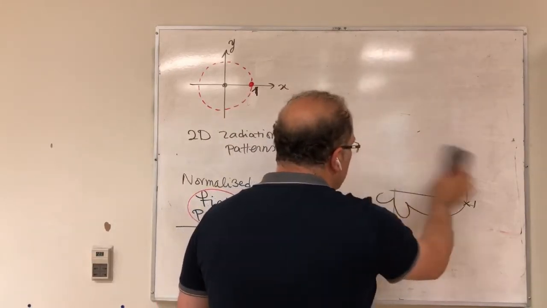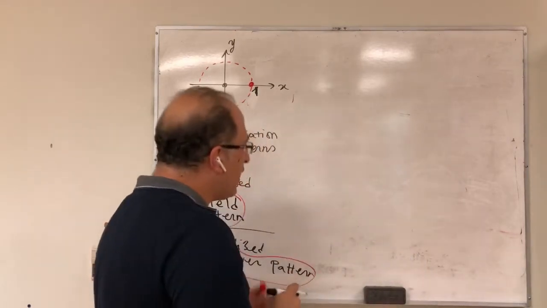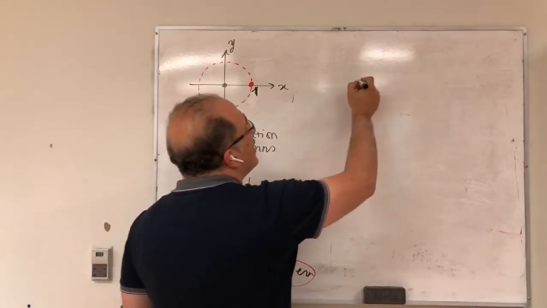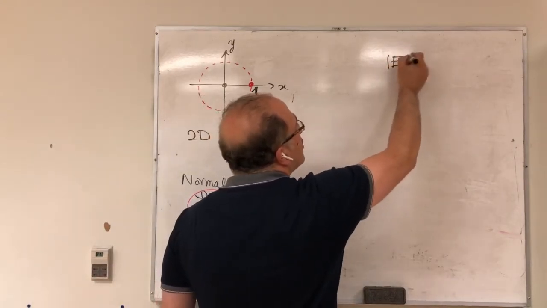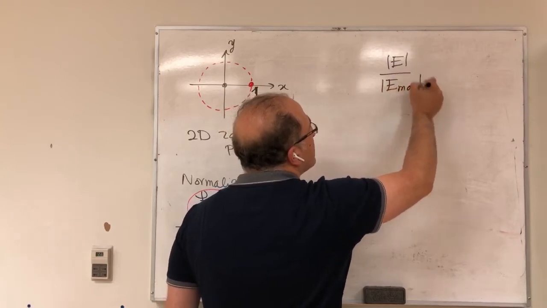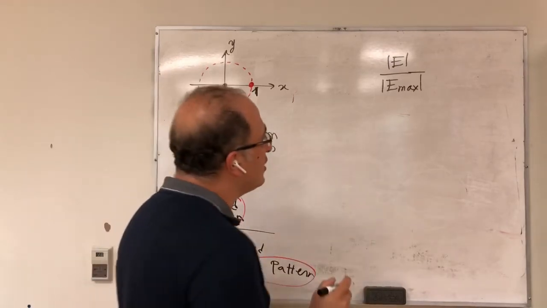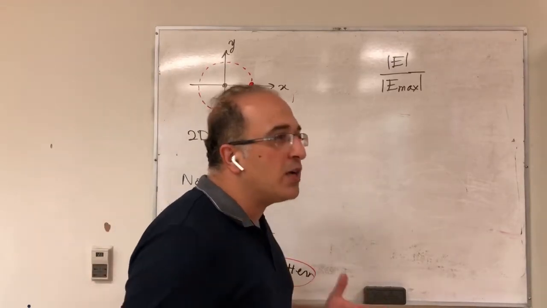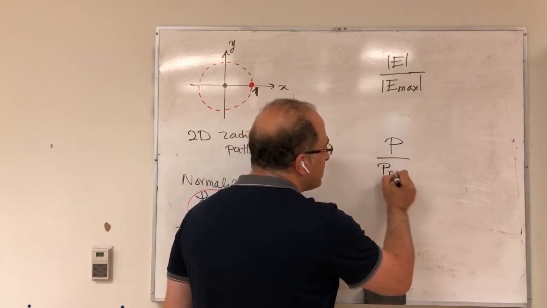So you see, if you have a normalized field pattern, you have magnitude of E divided by magnitude of E max. That's a normalized field pattern at different locations. What about the normalized power pattern? You have P divided by P max.